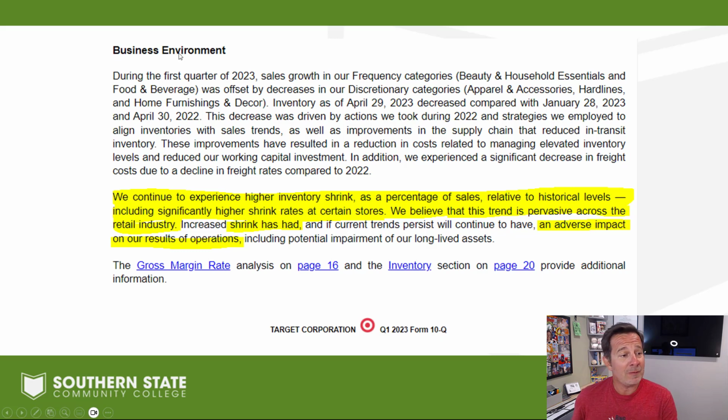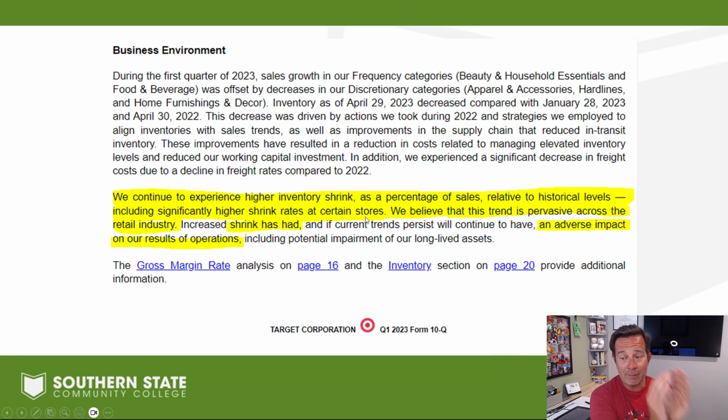Talks about the business environment. We continue to experience higher inventory shrink as a percentage of sales. So maybe shrink, it doesn't say what the percentage of sales is. Maybe shrink is 1%, 0.5%, 3%. We don't know. It doesn't say. They just say that it is higher than normal relative to where it's been in the past, including significantly higher shrink rates at certain stores.